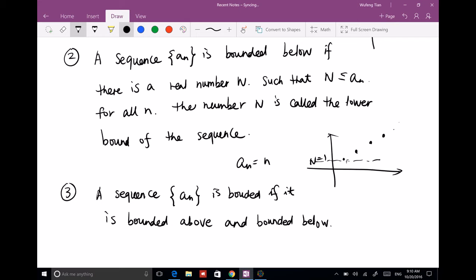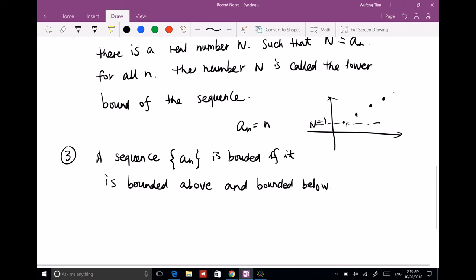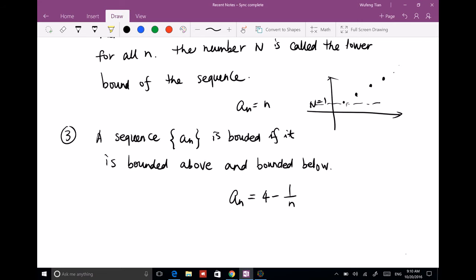Do we have a sequence bounded above and bounded below? For example, if you have an equals 4 minus 1 over n, you can tell an is for sure less than 4. So you can set up 4 as an upper bound. 1 over n is a positive number, and n is a positive integer. So an is less than 4, but also bigger than or equal to 3.